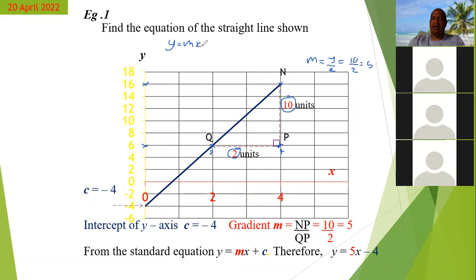So from the general form, we are now going to substitute the value for m and c to get the equation. So the equation therefore would be y, and when we replace m with our gradient, which is 5, we would get 5x. And now c, we know c would be -4. So we would not put back a plus sign here because this is a minus, so we would have -4. And that would give you the equation.